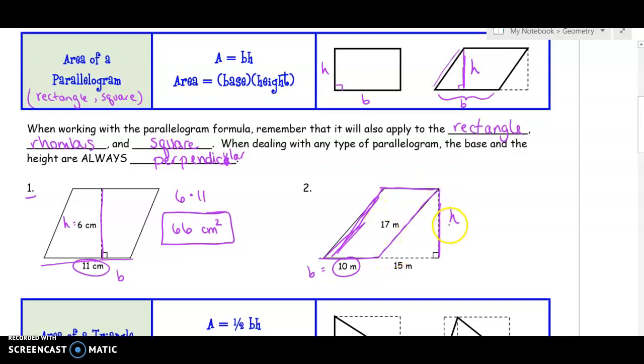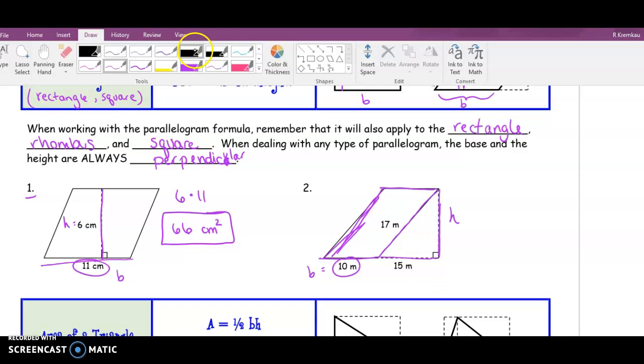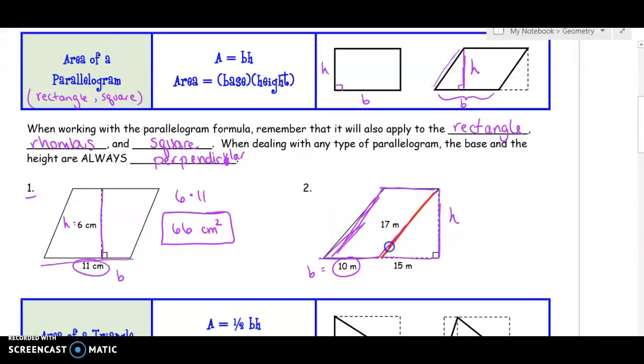But I don't know what the height is. 15 is not our height, but 15 is going to help us. What we're going to do is focus on just a certain portion of this picture. We're just going to focus on this triangle here. If you notice, this is a right triangle. When you have a right triangle and you know 2 of the 3 sides, we get to use our favorite Pythagorean theorem: a squared plus b squared equals c squared.